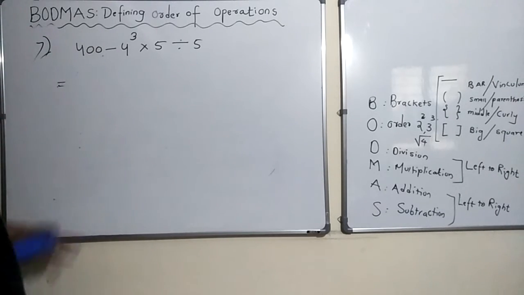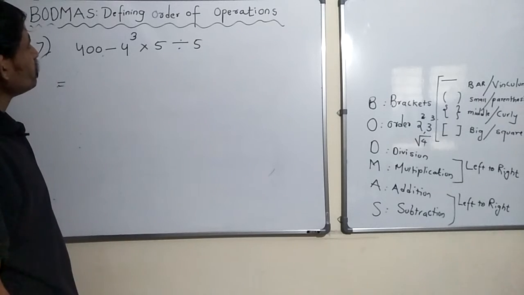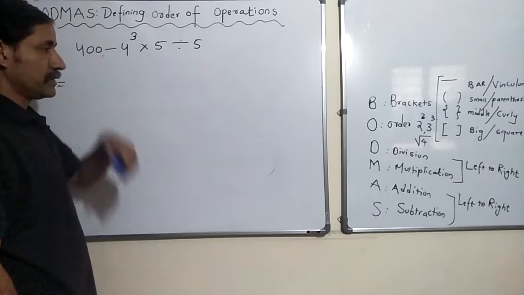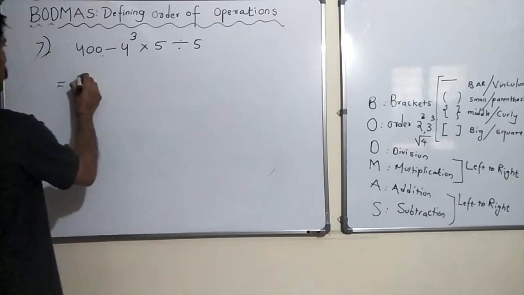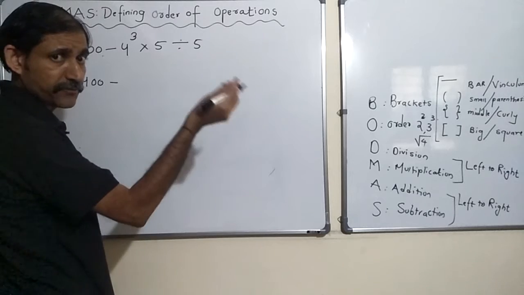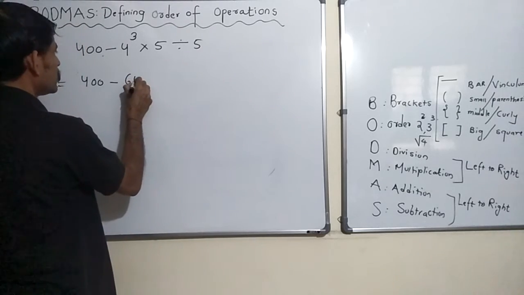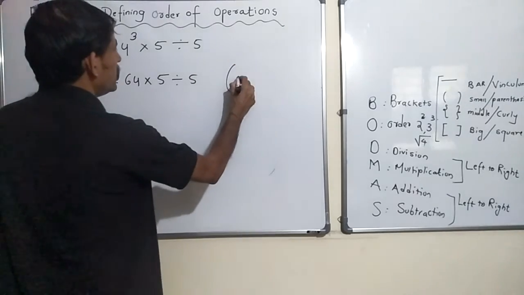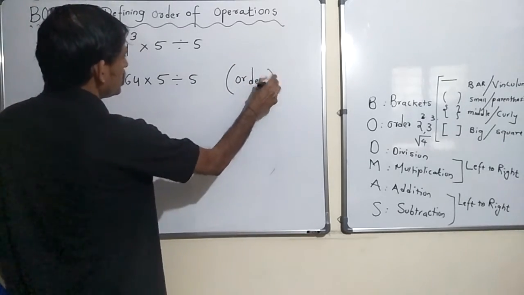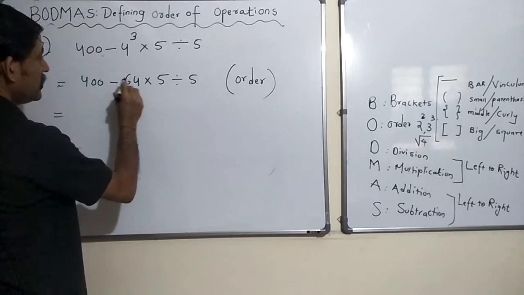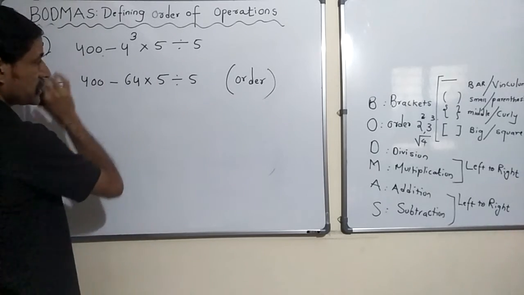All right. So in this, there are no brackets, but there is an order. So let's solve the order first. So 400 minus 4 cube, 4 4s are 16, 16 4s are 64. So 64 multiplied by 5 divided by 5. Okay. So I took care of order first. All right. Now division, multiplication, subtraction.